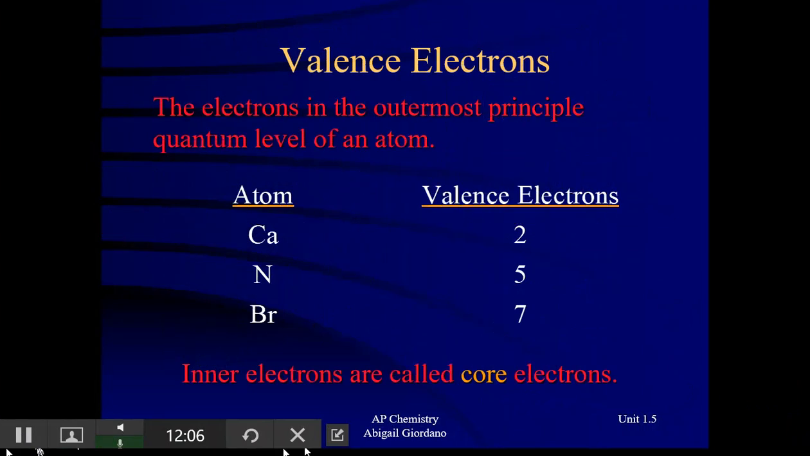Okay, so just to refresh your memory on a little bit of vocabulary, remember that the term valence electron just refers to the number of electrons in the outermost energy level. All the other electrons are called core electrons. And if you will remember back from Chem 1, just by looking at where the element is, you can tell how many valence electrons it has.